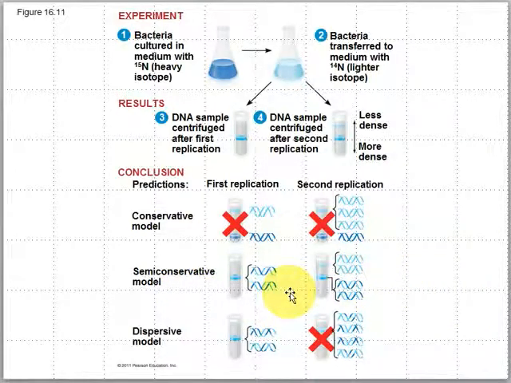Again, based on our previous model, we would have now two replications. One would be a hybrid mix of old and new, and the second replication would be all new. So you would expect one line of material toward the middle and one line less dense toward the top. And that's exactly what they got. So these two different steps, two different replications, helped knock out the different models until only one was left, and it was the semi-conservative model.